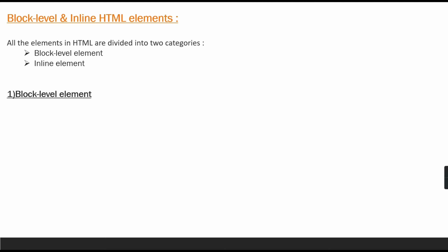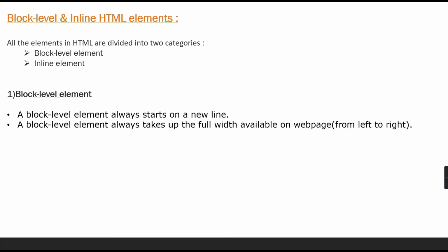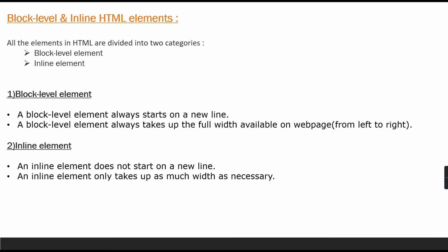A block level element always starts on a new line. Block level elements always take up the full width available on the web page from left to right. In a similar way, an inline element does not start on a new line. So that's the difference between block level and inline elements. All block level elements start on a new line. Inline elements do not start on a new line. An inline element only takes up as much width as necessary. Unlike block level elements, it does not take the full width available on the web page.